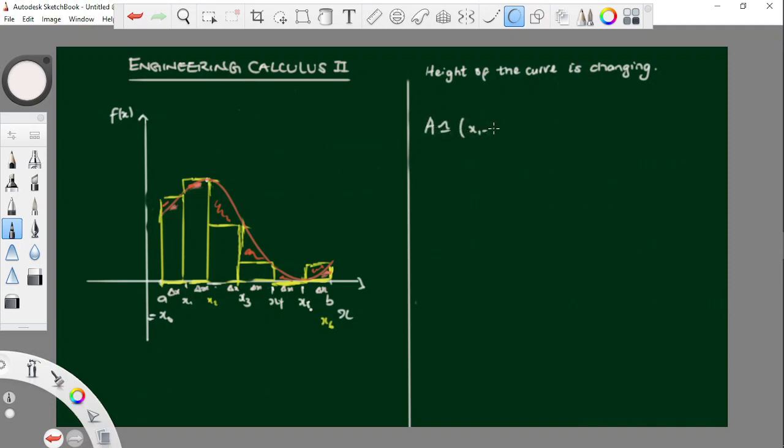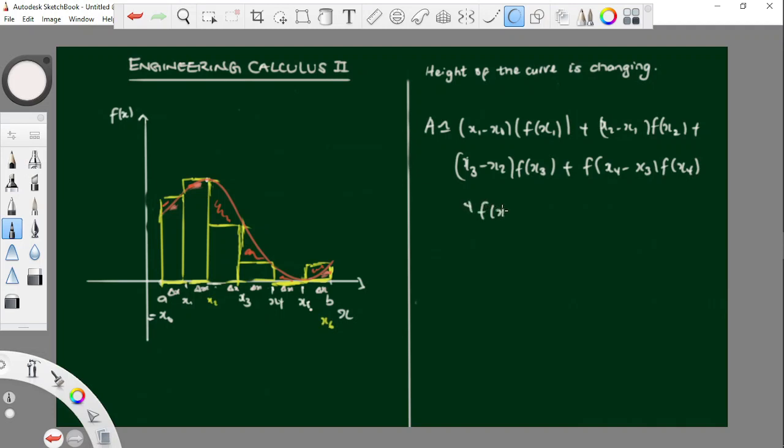What this would be is x1 minus x0 multiplied by the function at x1, plus x2 minus x1 times f of x2, plus x3 minus x2 times f of x3, plus x4 minus x3 times f of x4, plus x5 minus x4 times f of x5, plus x6 minus x5 multiplied by f of x6. So this is what we have here, and this is what we said the area is going to be equal to.